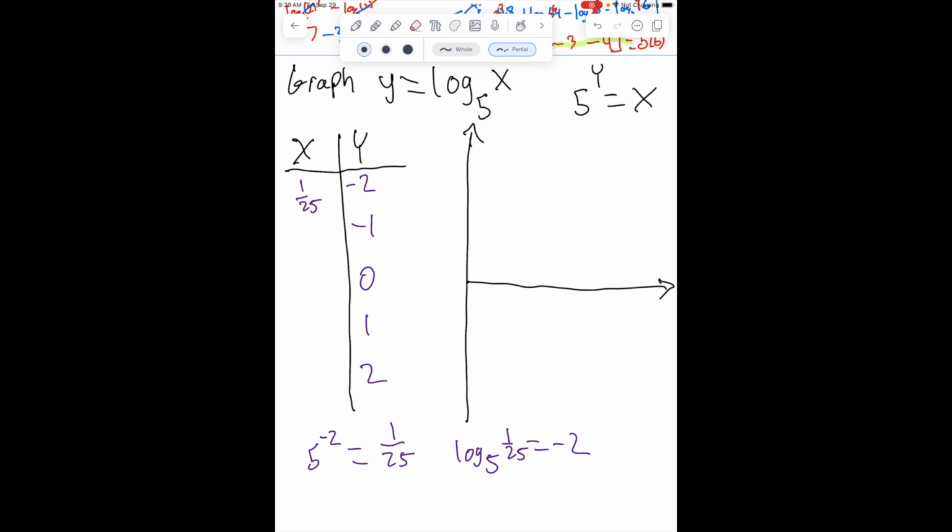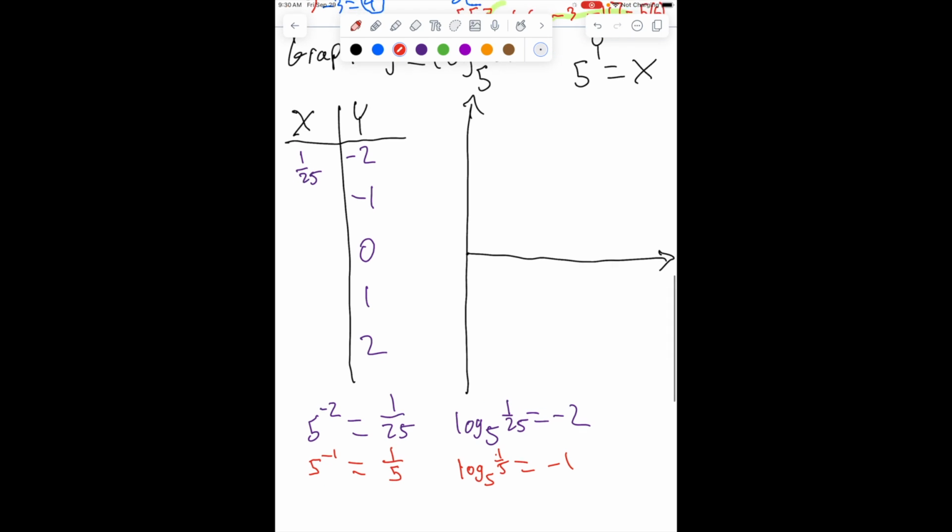Now I'm going to look at y is negative 1. So again, I'm using my formula 5 to the y power equals x. Let's try 5 to the negative first. I know that that's going to equal 1/5, just because 5 to the first is 5. And then if I were to write it over here, I would say log base 5 of 1/5 equals negative 1. And so I'm going to plug in 1/5 in my table.